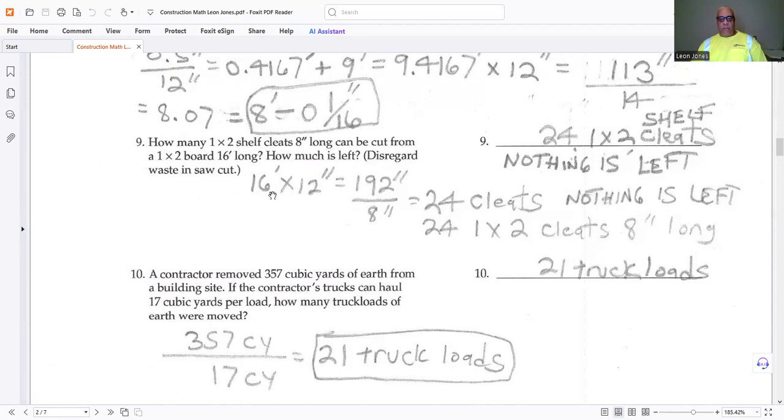Very simple. It's conversion. I took feet, and because I knew 1 foot equals 12 inches, 16 feet times 12 is 192, and that's how I got the 192 over 8 and got 24. It's very simple.